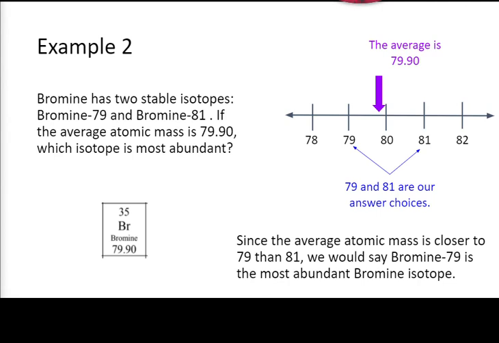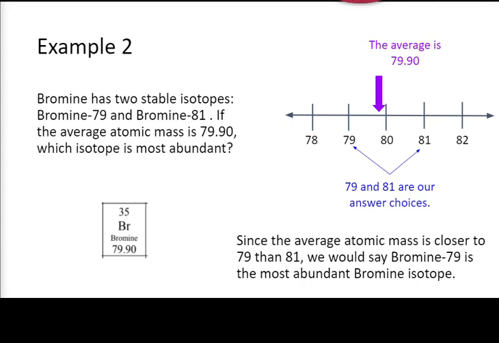Bromine has two stable isotopes of 79 and 81. Using the average atomic mass from the periodic table, 79.90, which isotope is more abundant? This average is very close to 80, which would be the halfway point in between 79 and 81. However, it is still slightly closer to 79 than it is to 81. And when we plot it on the number line, that becomes more obvious than when we're just looking at the numbers listed in the problem.